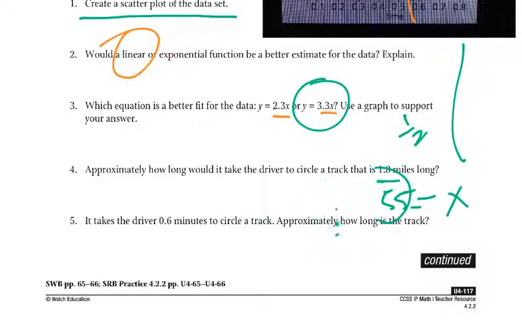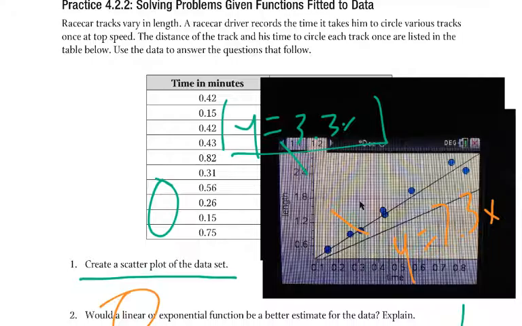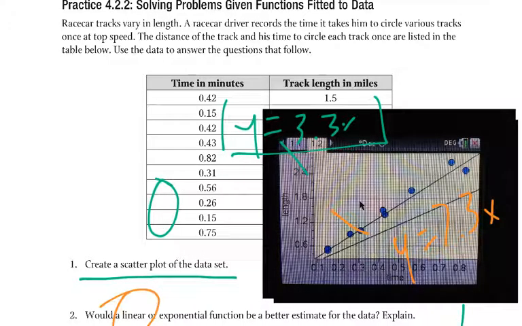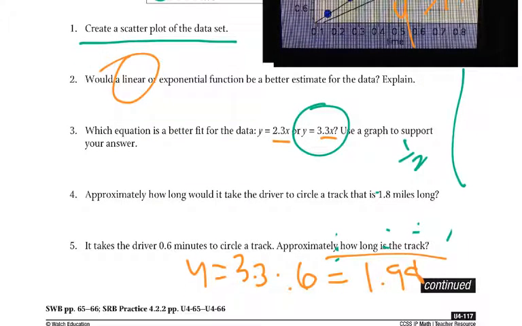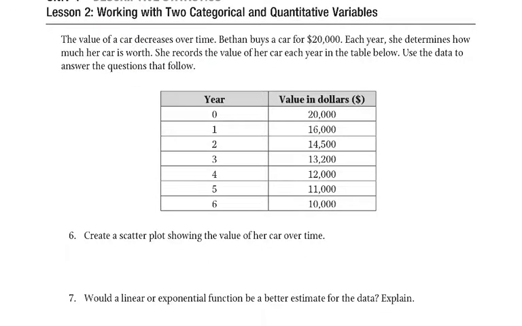So, now 5 says, it takes a driver 0.6 minutes to circle a track. How long is the track? So here we go, y equals 3.3 times 0.6. And whatever 3.3 times 0.6 is, which is 1.98, so it's nearly 2 miles long. Okay? So that's how we use that line of best fit to help us make predictions and understand what's happening.